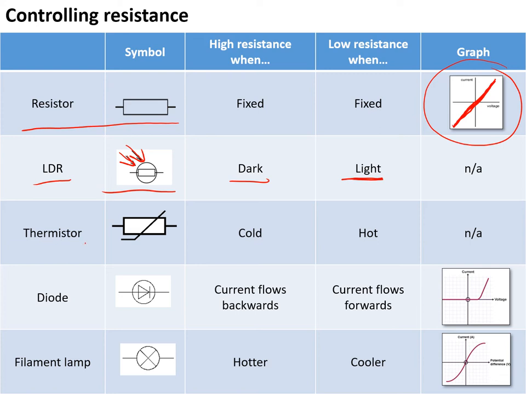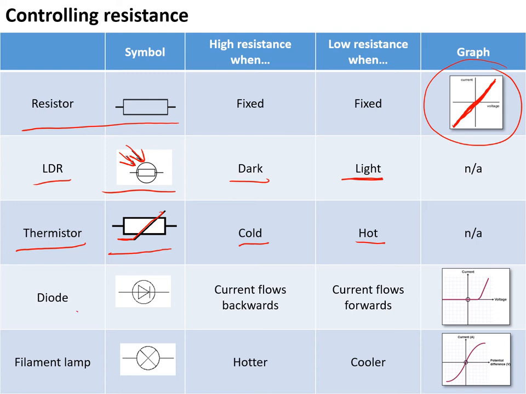Thermistors do a similar thing, but they change based on the temperature. So if we look at the symbol here, it's like a resistor symbol, but with a slightly bent line going through it. They have high resistance when it's cold and low resistance when it's hot. And so both LDRs and thermistors are used to vary the resistance based on the condition. So for example, with an LDR, you might be able to use it to switch on a fan or something when it gets lighter during the day. With a thermistor, you might use it to switch on the air conditioning when it gets hotter, something like that.